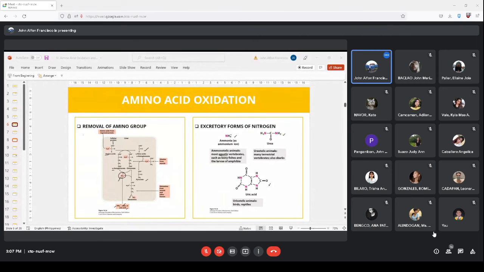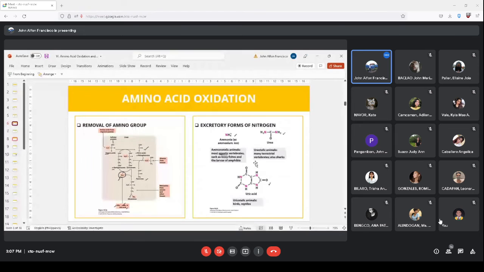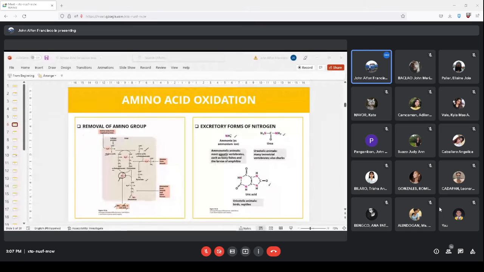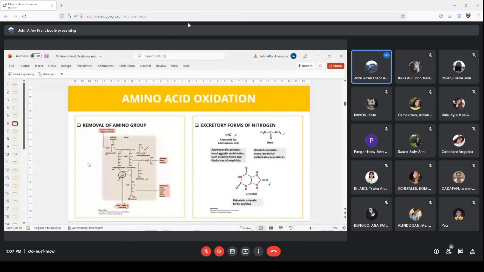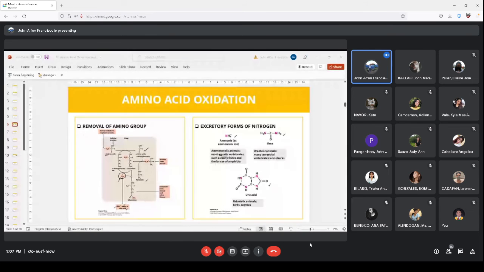Na-presume ko po kasi na urea is salt form ng uric acid, parang carbonate and carbonic acid, parang ganun. Right, yun din siya. Carbonic form si urea. Okay, thank you po. Ang difference nila ay solubility. Okay po.